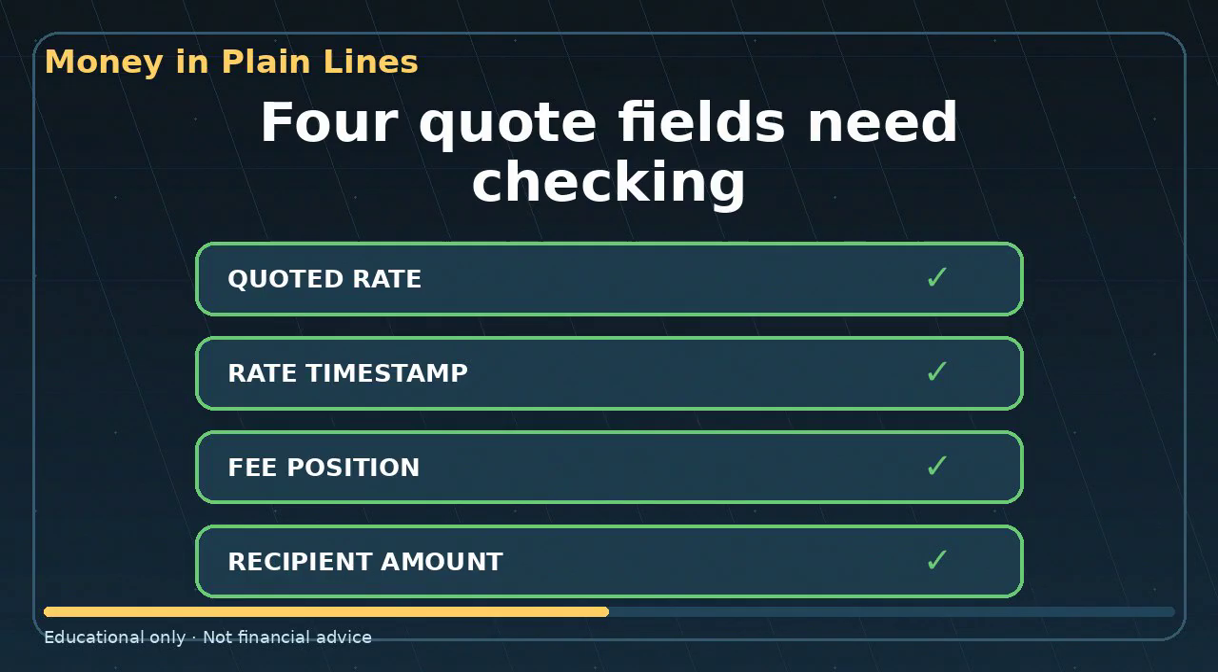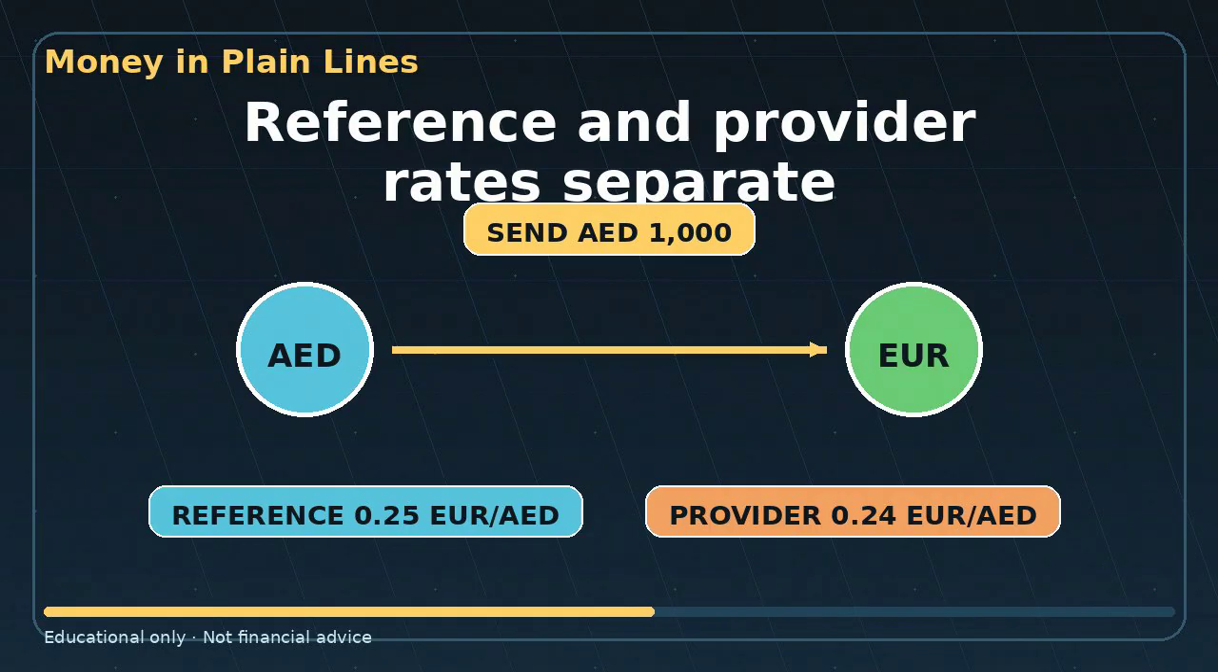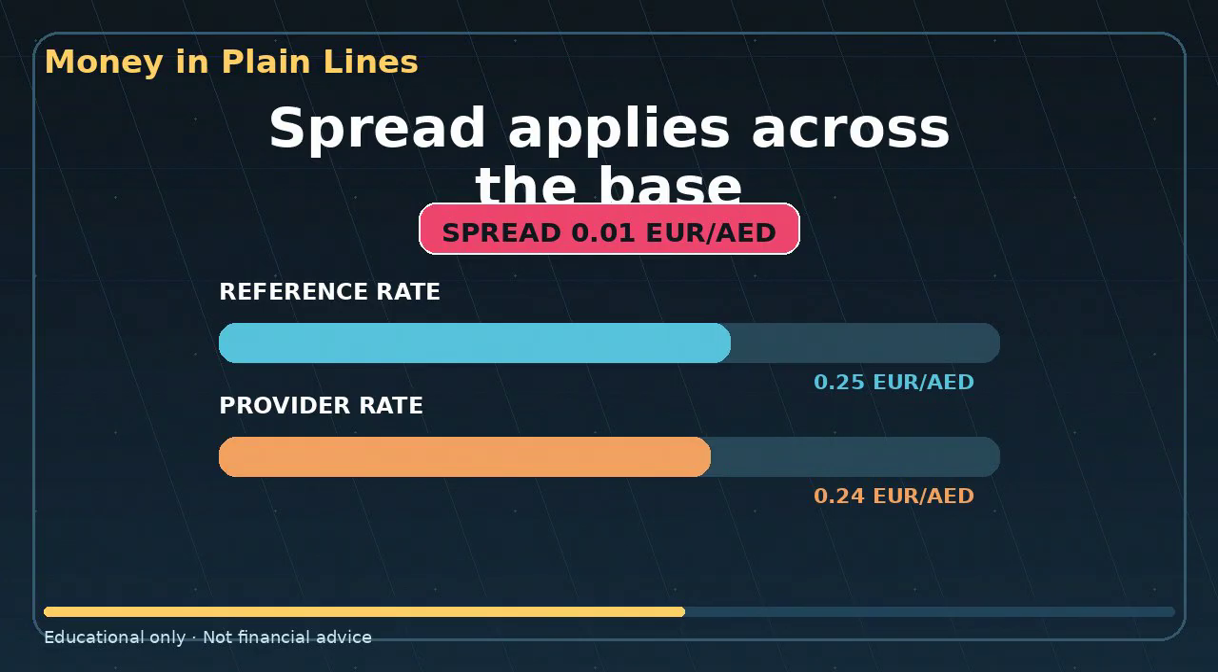Convert the actual base. AED 980 multiplied by 0.24 euro per dirham equals 235 euros and 20 cents. That is the recipient amount in the fictional quote. The arithmetic exposes every operand. AED 1000 starts the illustration, AED 20 is deducted, AED 980 is converted, 24 cents per AED is the conversion rate, and 235 euros and 20 cents is delivered. Nothing needs to be hidden inside a headline percentage.